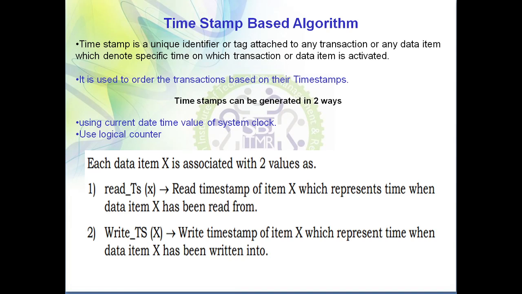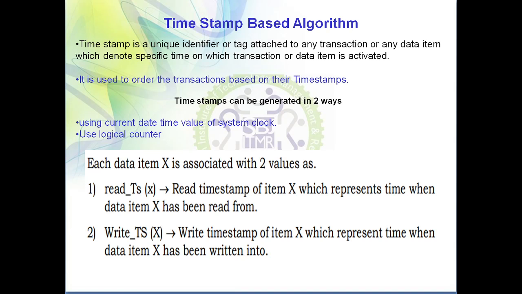So what is a timestamp? A timestamp is a unique identifier or tag that is attached to a transaction, and it denotes the specific time at which that transaction is activated. It is used to order the transactions. The timestamp can be generated in two ways. What are the two ways? As in the example we just discussed, either make use of the current date and time, or make use of a logical counter.